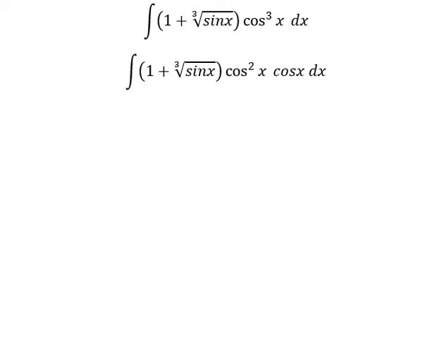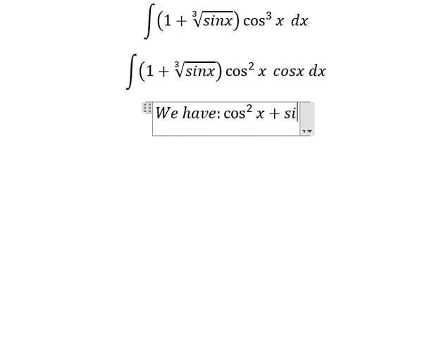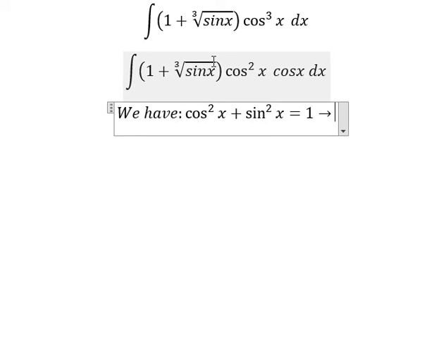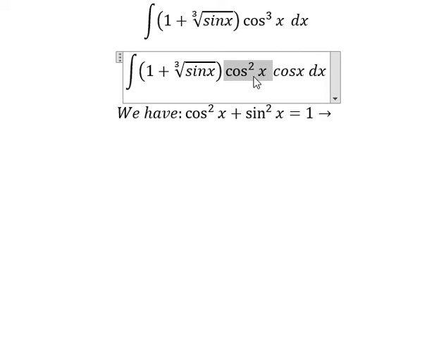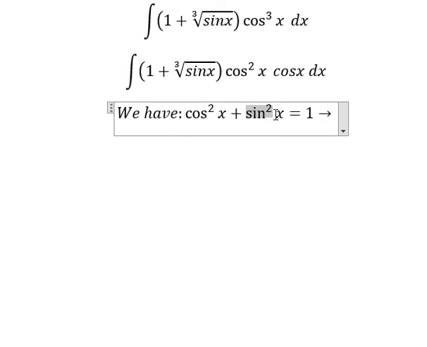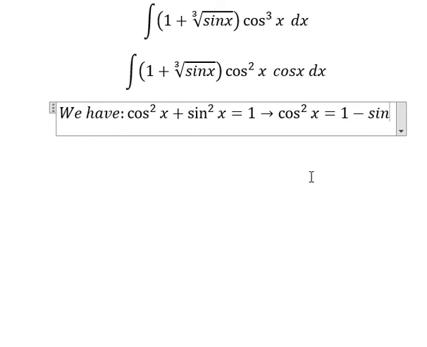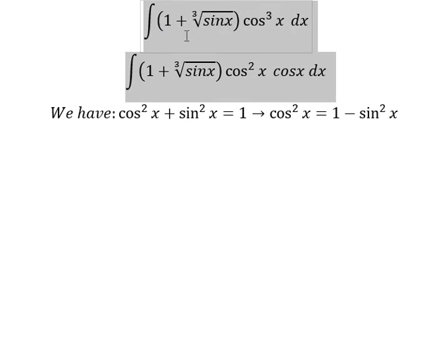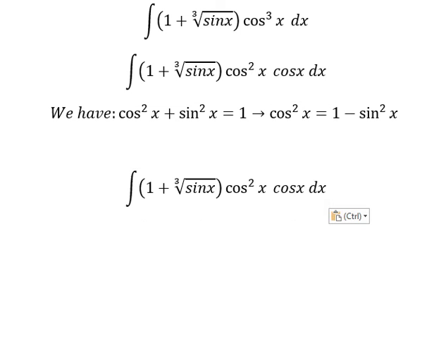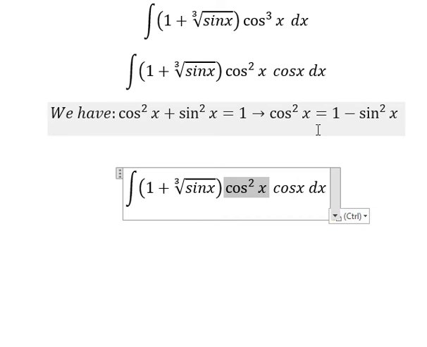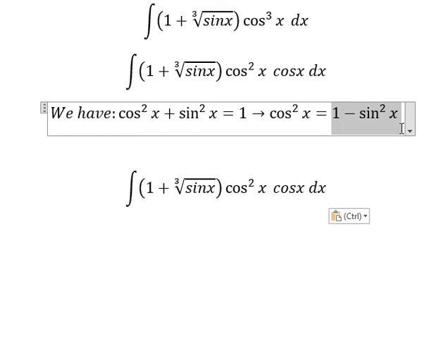Next, we have the formula in here. Cosine x square plus sine x square equals to number 1. We can see that we have cosine x square, so I will put this one go to the right. And we have 1 minus sine x square. Next, cosine x square, we need to change for this one.